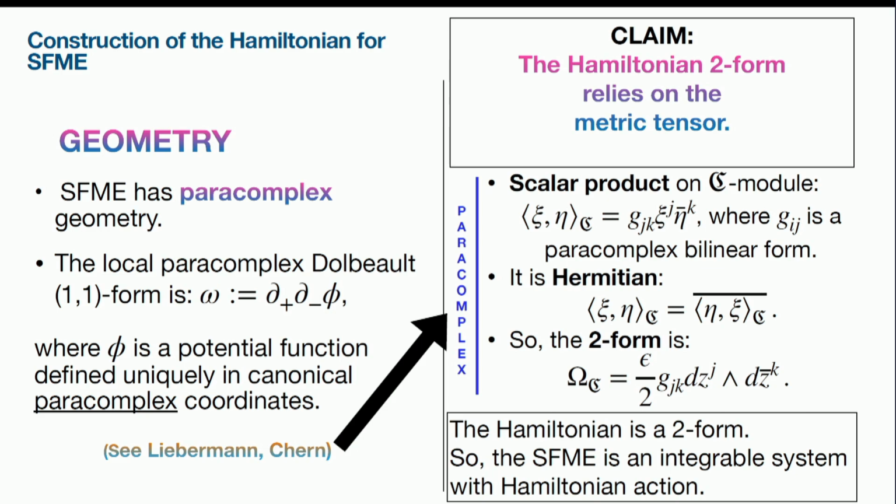Very well. Let's go faster. The key information is to understand we have paracomplex geometry, and from then on, it's just a paracomplex geometry work to find the two form which will allow us to say that we have a Hamiltonian action. The Hamiltonian is a two form, and therefore we have proved that the statistical flat manifold with exponential type is an integrable system with Hamiltonian action.